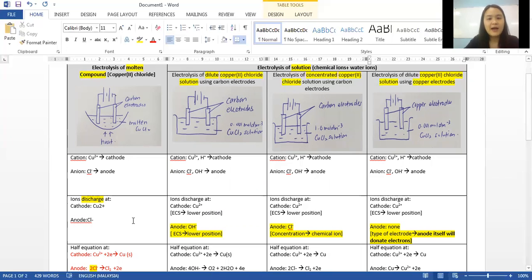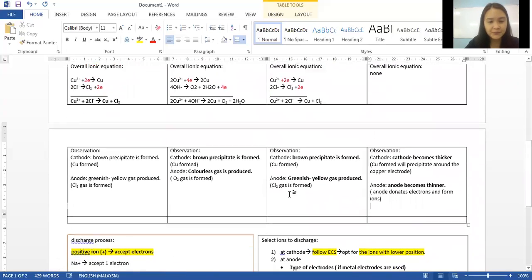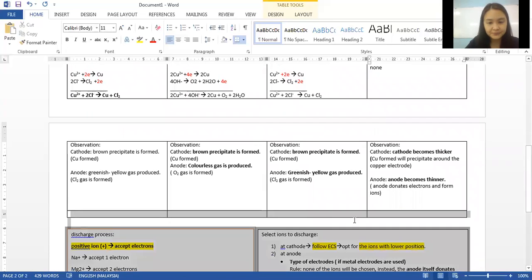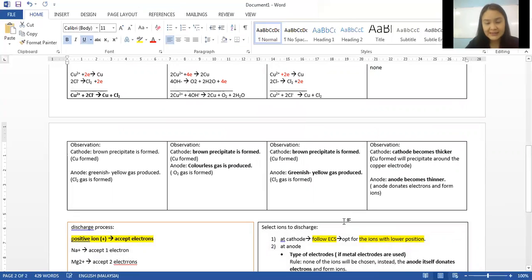Okay, now before I end with this discussion, there's one more that I want to discuss with you about observation. Based on what I've mentioned previously, when you run an electrolytic cell, you will have a minimum of 2 observations. There will be one at cathode, one at anode. Sometimes your solution might show color change as well, depending on the type of ion that it contains and how the concentration changes.